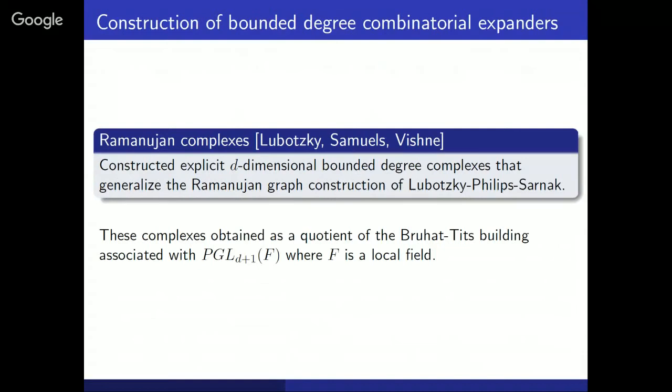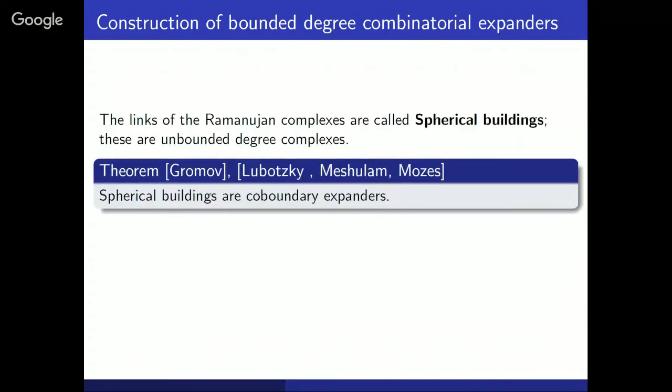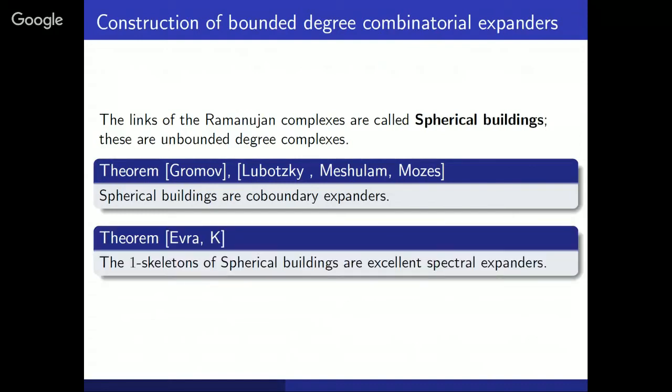I have only a few minutes left, so I'll just tell you that there is an object called the Ramanujan complex, which generalizes the Lubotzky, Phillips, and Sarnak construction of Ramanujan graphs. This is a higher dimensional simplicial complex of bounded degree. It happens that its links satisfy our criterion. Its links are called spherical buildings, and they were proven by Gromov and others to be coboundary expanders. The one skeleton of the links is also a good spectral expander. So for the Ramanujan complexes, the links are coboundary expanders and also good spectral expanders, and the whole object is a good spectral expander.